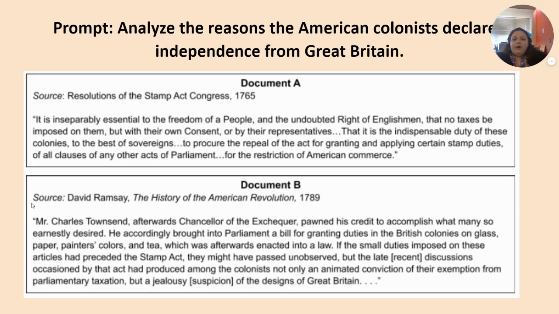So here's our prompt. Analyze the reasons the American colonists declared independence from Great Britain. Okay, so I just have 2 documents up here. Remember, you're given 7 and you have to use 6. So I'm leading you to a category that we can bring together and connect to causes of the American Revolution.